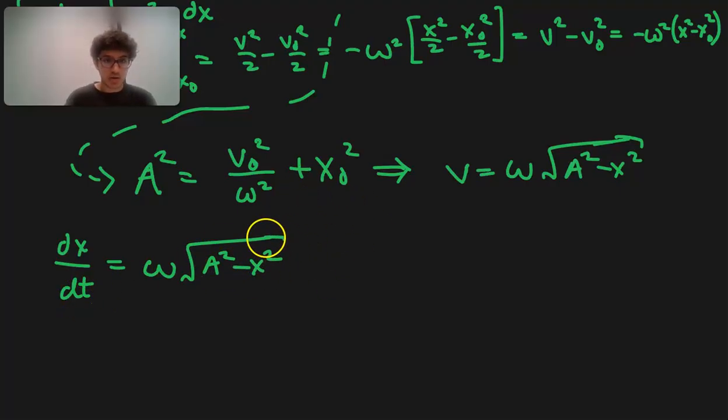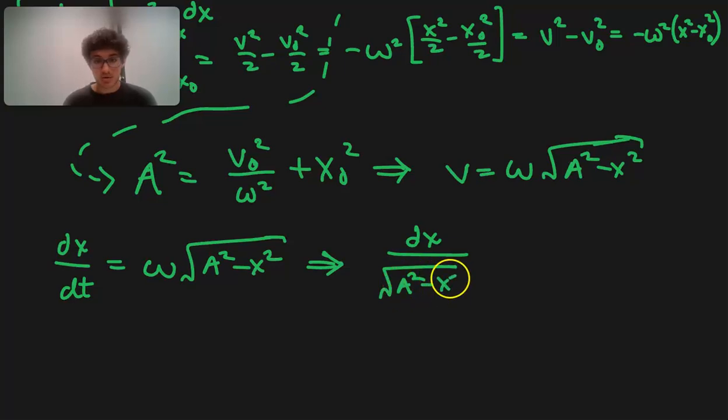All we're going to do is divide both sides by the square root of a squared minus x squared and multiply both sides by dt. So it's like a differential equation, but not a very difficult one, right? If you've taken calculus BC, this is one of the types of differential equations that you will have learned how to solve. So all we have now is this, right? It's a separable differential equation, so it's not super difficult at all.